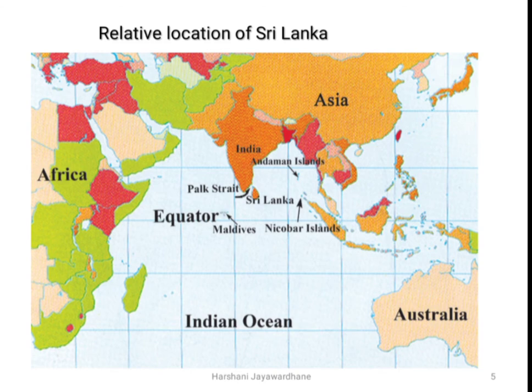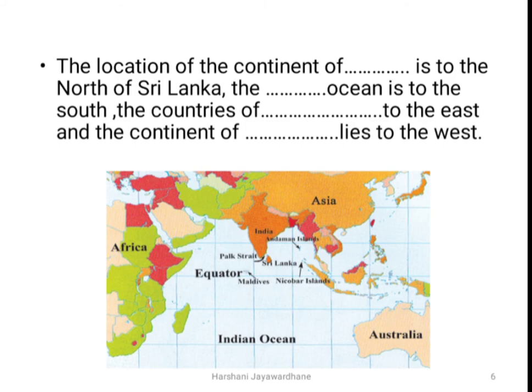You can see in this map Sri Lanka's location: it's in the Indian Ocean, and it's in the Asian continent, and on the western side we can see the African continent. Likewise, we can see some places, and we tell the location of our country by comparing with other places. That is called the relative location. So you can fill these blanks by using the relative location of our country.